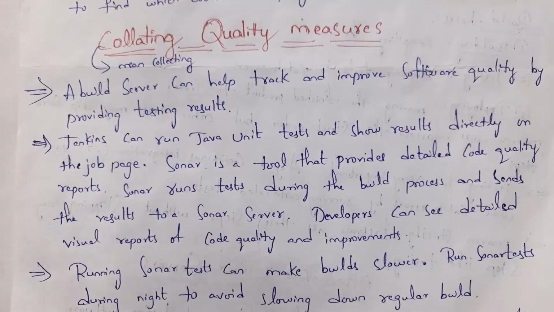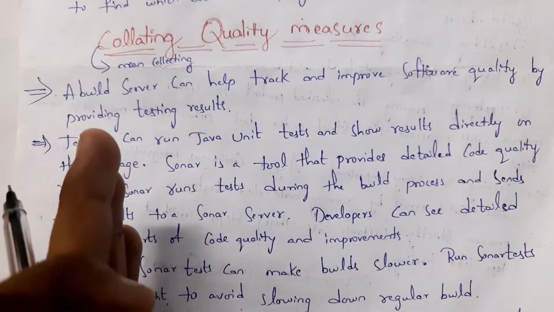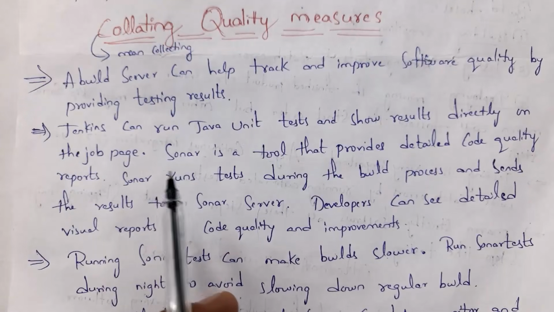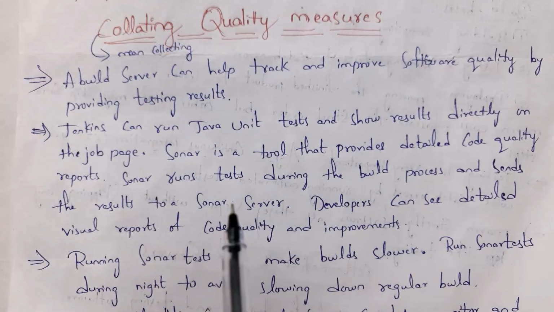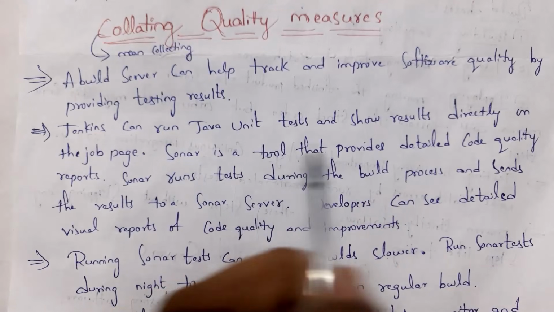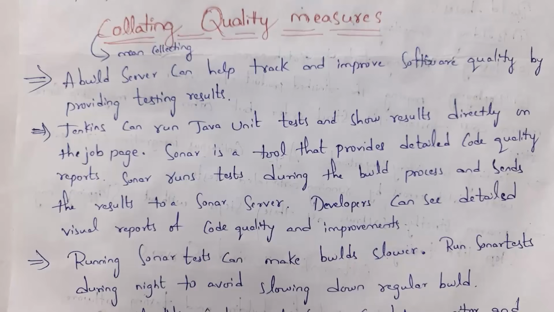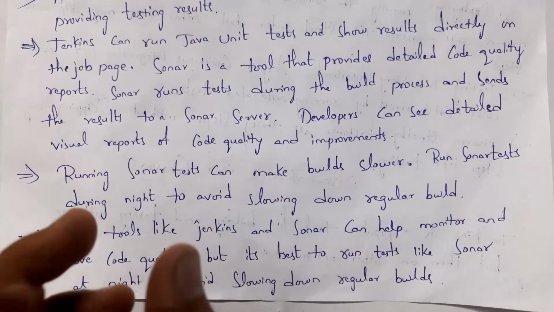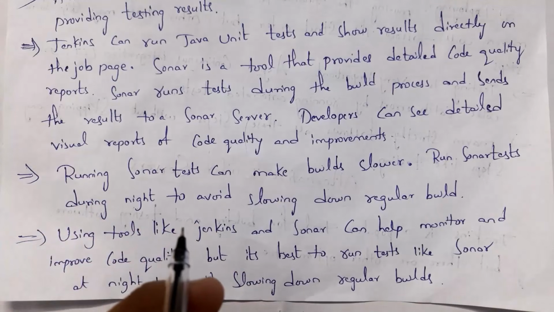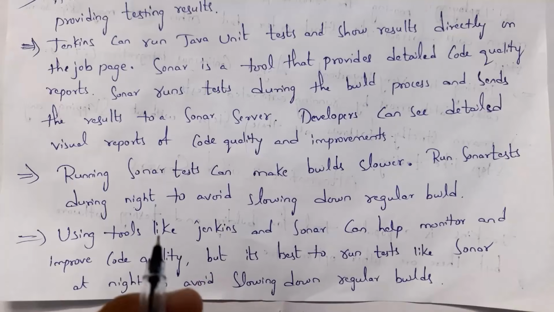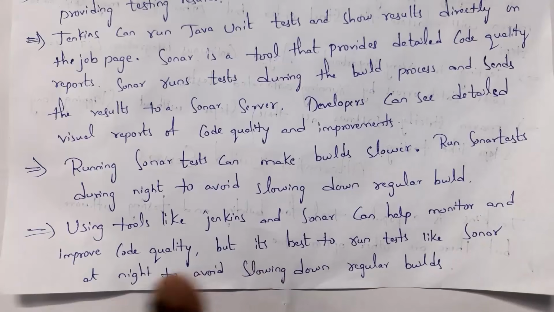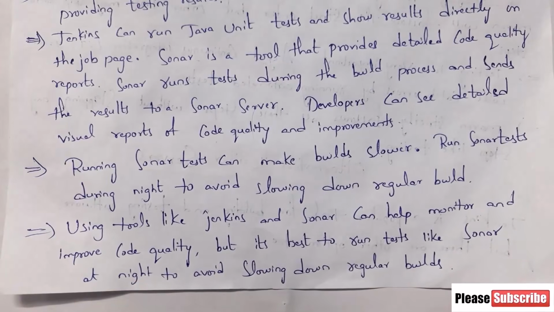And not only Jenkins, there are some other tools like Sonar. This Sonar is a tool that provides detailed code quality report. Guys, Sonar will perform testing during build process and then it will display that results on Sonar server. So developers can see detailed report and based on that they can perform improvements on code. Guys, but there is one problem. Whenever you perform Sonar test, then your server will become slow. So it is suggested to perform testing in Sonar server during night time. So using tools like Jenkins and Sonar can help monitoring and improving code quality, but it is suggested to run Sonar at night time or else your build process will become slow.